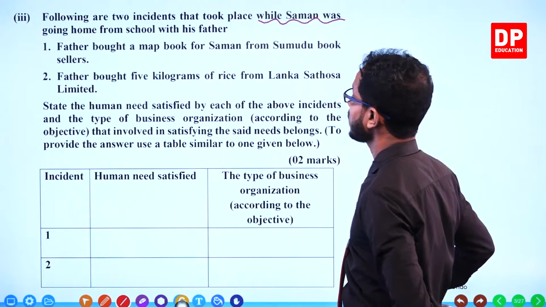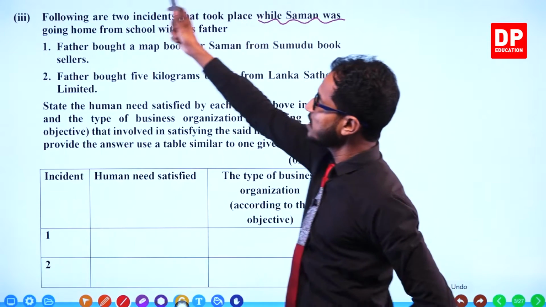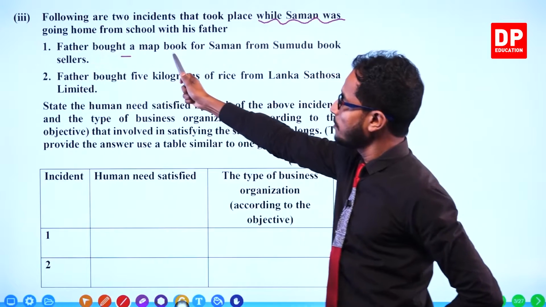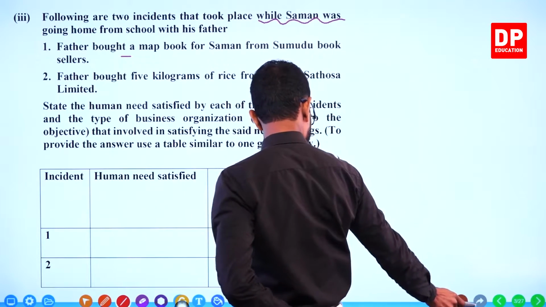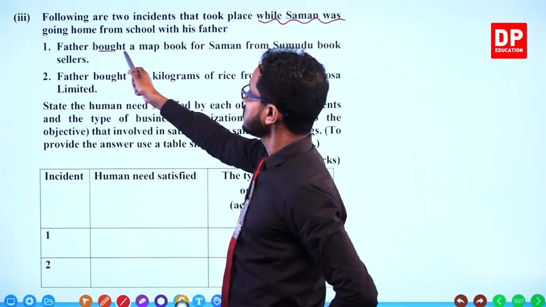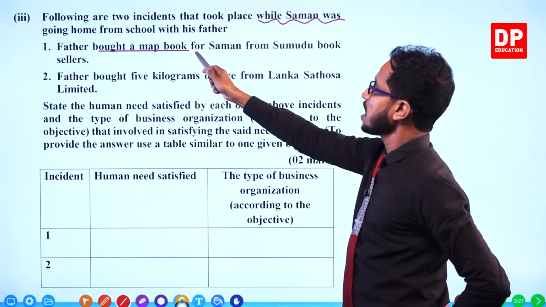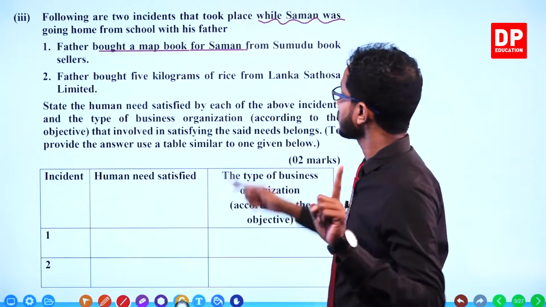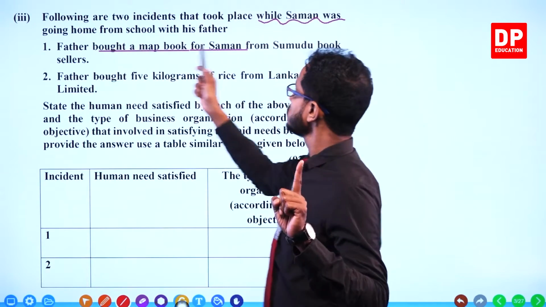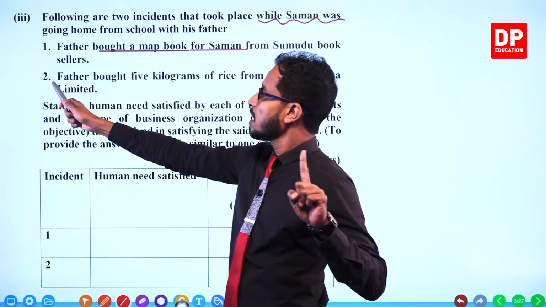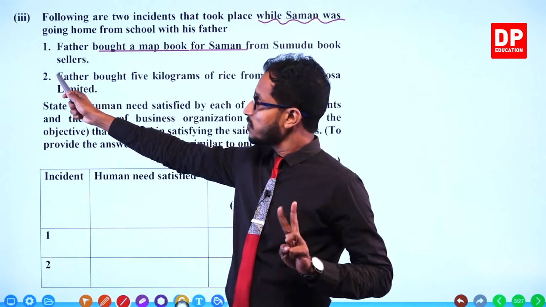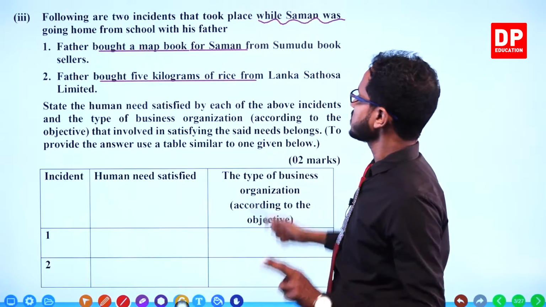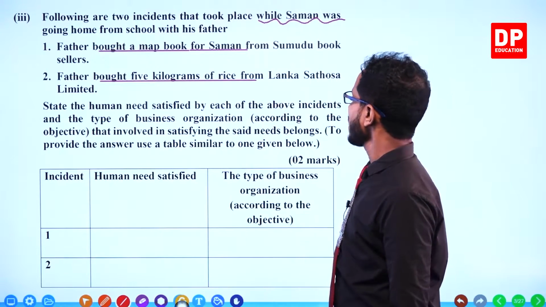Okay. Now, Saman and father are going home from school, and father buys a map book for Saman. That's the first incident, from Sumudu bookshop, Sumudu book sellers. Then second, father buys 5 kilograms of rice from Lanka Satosa Limited.